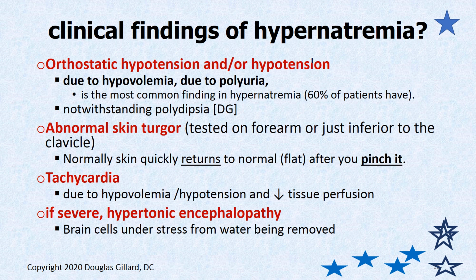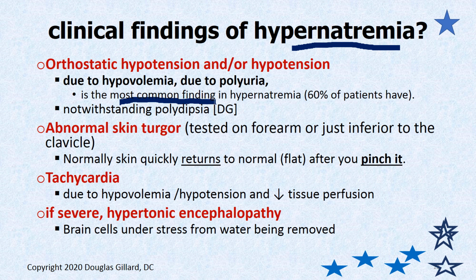What are the clinical findings of hypernatremia besides the hypertonic encephalopathy? There are other findings. Well, if you have too much salt in your blood, you tend to get something called, did we talk about this? Orthostatic hypotension. And that is due to the hypovolemia, probably because of the polyuria. So if you're urinating out water all the time, not only is your blood going to be too salty, but there's not going to be enough water to boost the blood volume. So this orthostatic hypotension, or just low blood pressure, is going to be the most common finding.